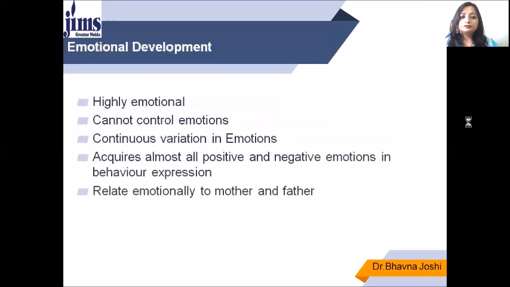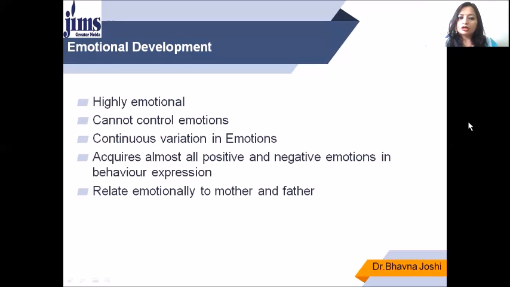So next is emotional development. The child is highly emotional at this stage. He or she cannot control his or her emotions. When the baby is hungry, he will not think that the parents are in a social gathering or something. If the child is hungry, he or she will cry. They cannot control their emotions, they just express them without thinking of the surroundings.